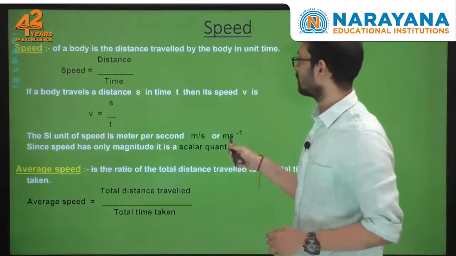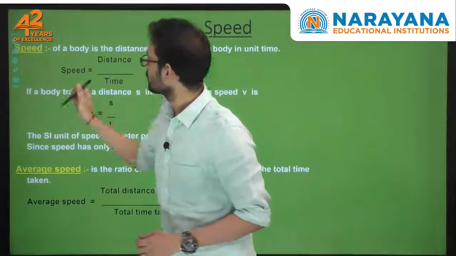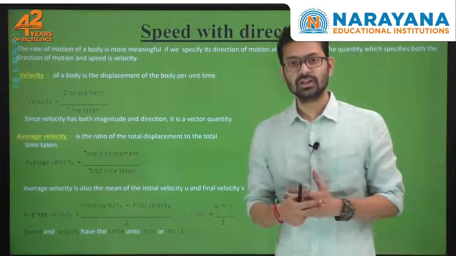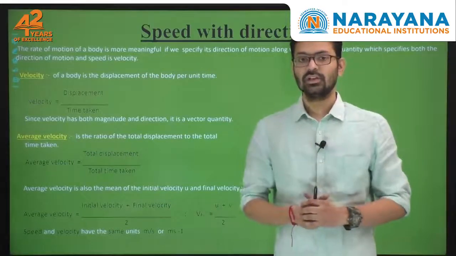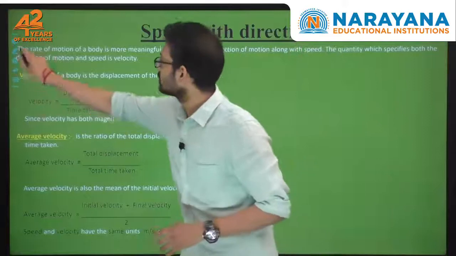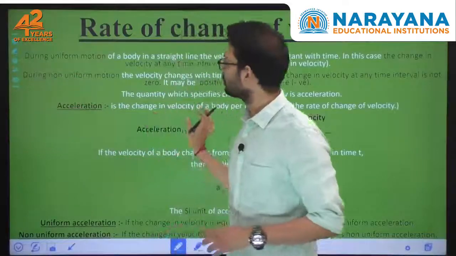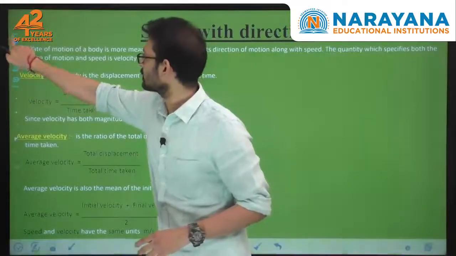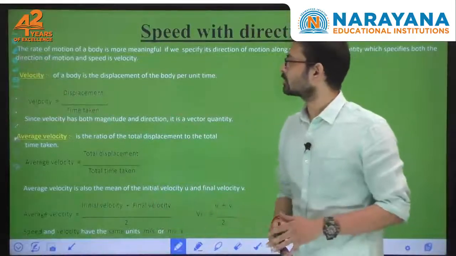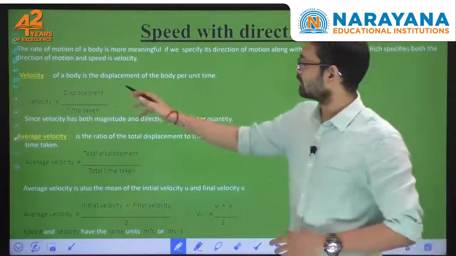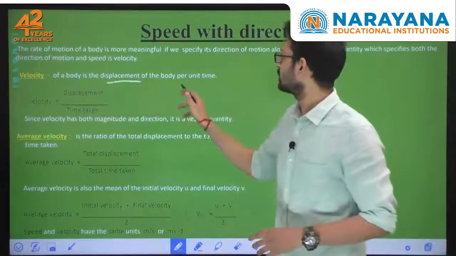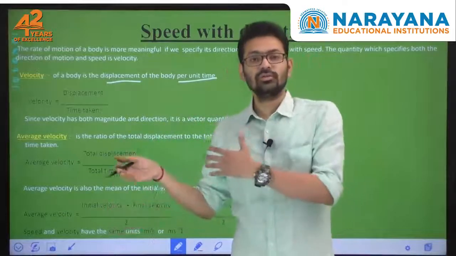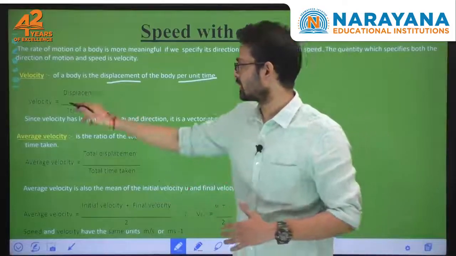Next thing which you are going to learn over here is speed with direction. The other name of speed with direction is velocity. Velocity can be represented like the rate of motion. Velocity can be represented like displacement per unit time. That means how much displacement did you move with respect to the time. If you are checking that, you are trying to find out velocity.